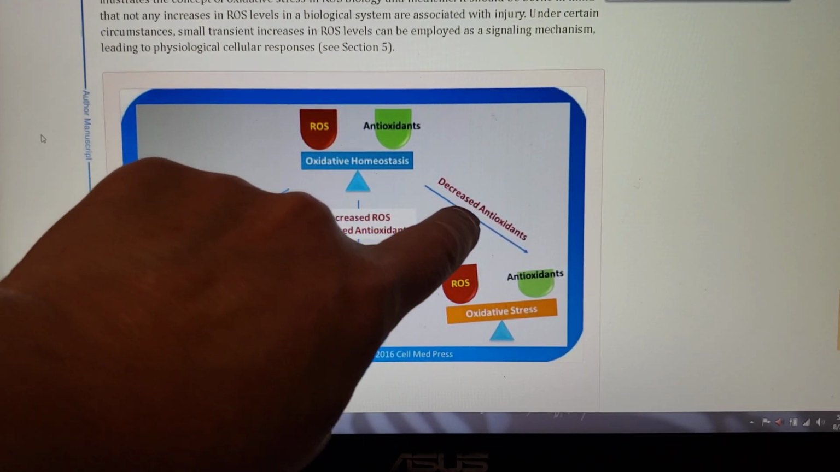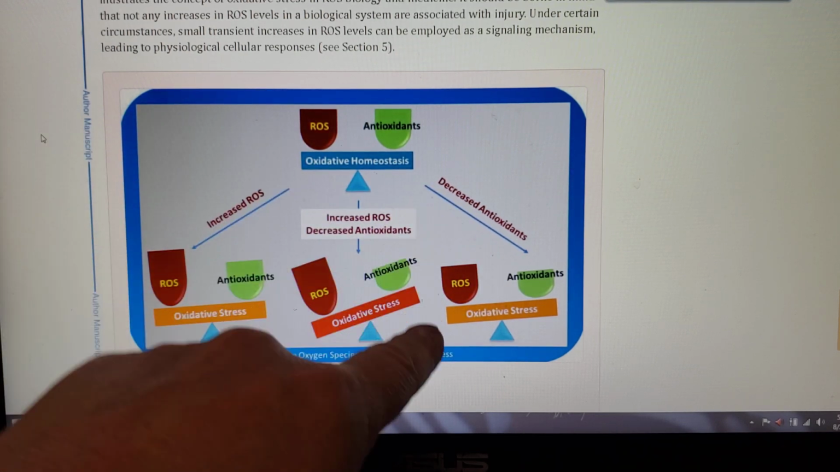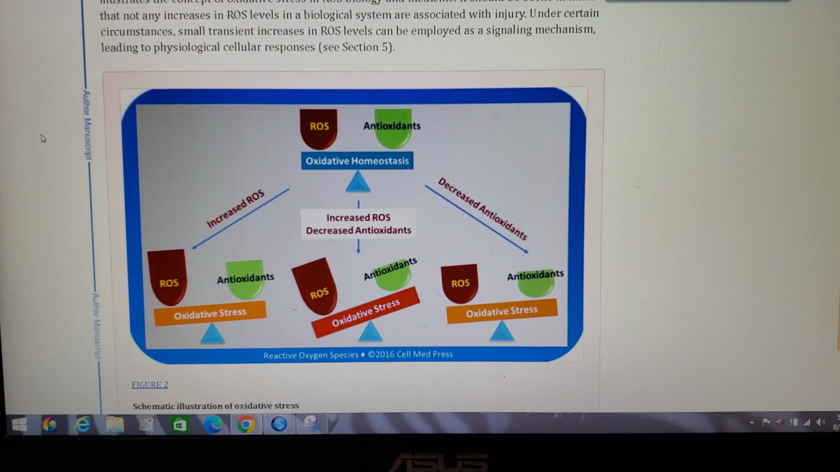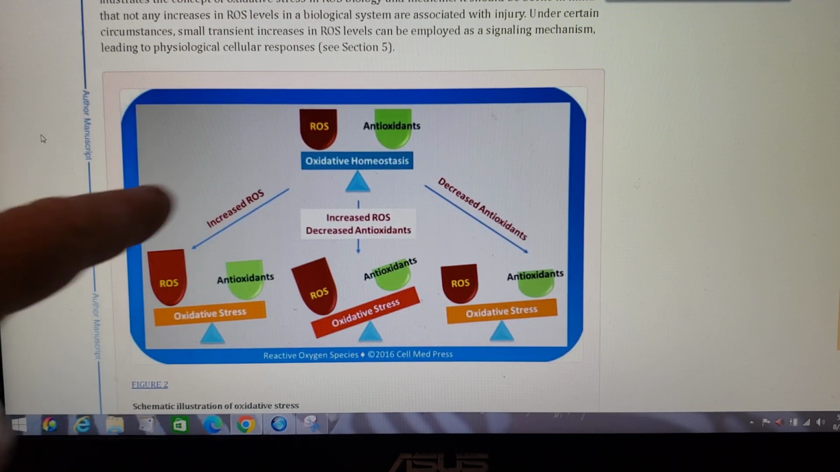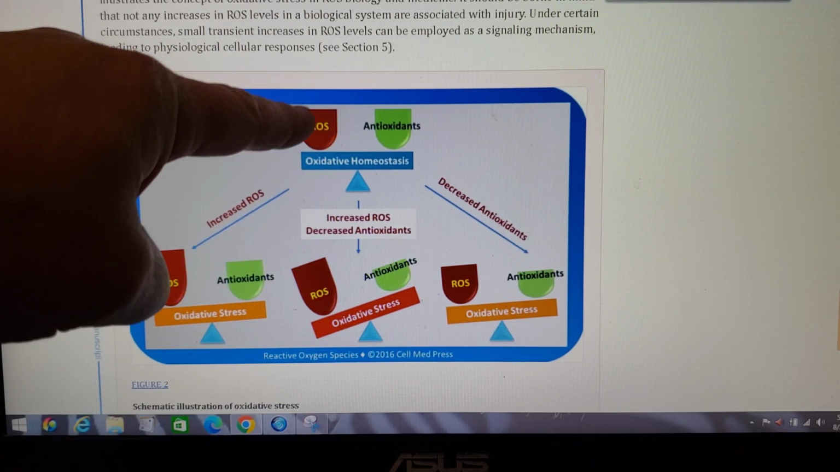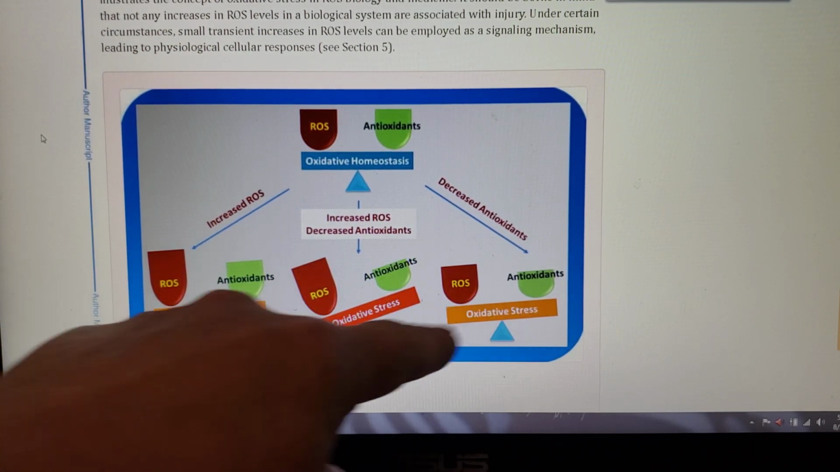Over here it says decreased antioxidants. Again, you've got the oxidative stress. So bringing in all that CO2 in your body, bringing in the xenobiotics from the dog, can cause your reactive oxygen species system in your body to get screwed up, and you can have all of this oxidative stress.